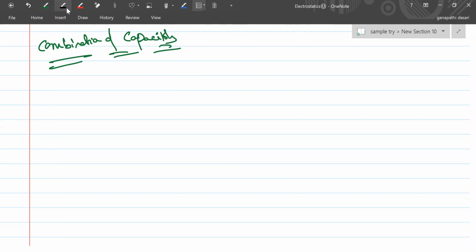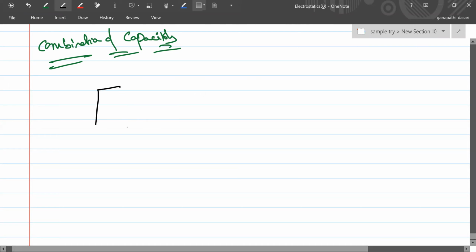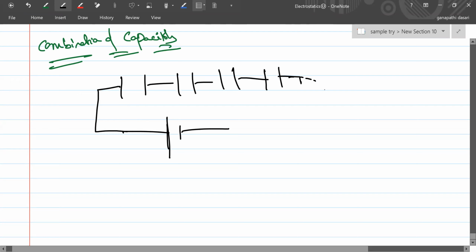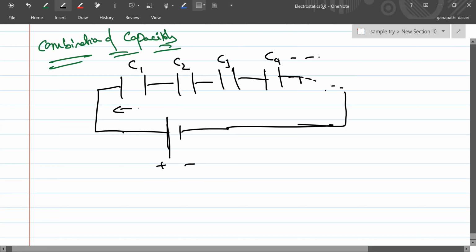Combination of capacitors. If capacitors are connected in series to a battery, positive, negative, this will be C1, C2, C3, C4, and so on. Then the capacitance is, if they're connected in series, there will be a potential drop V1 here, V2, V3, and so on. The total V is equal to V1 plus V2 plus V3, and so on.